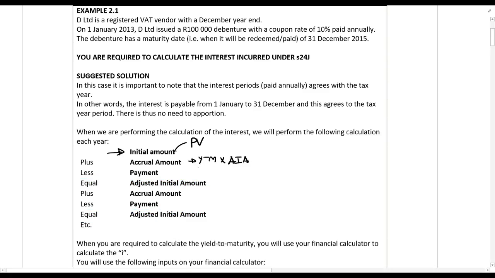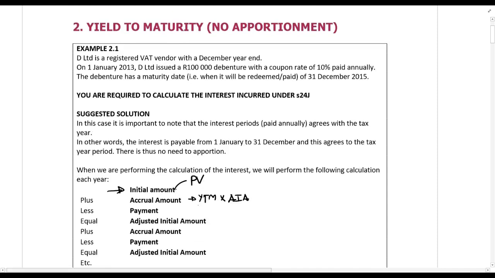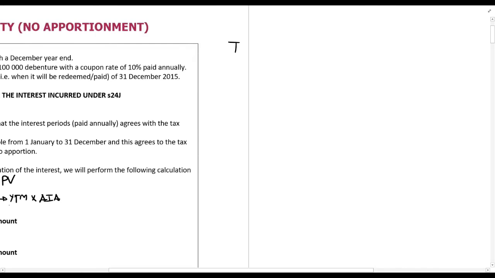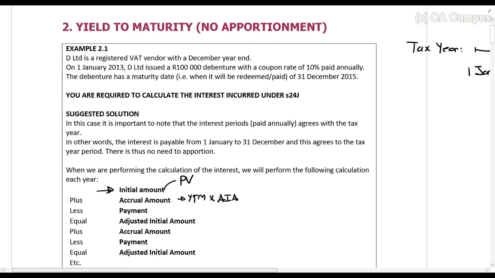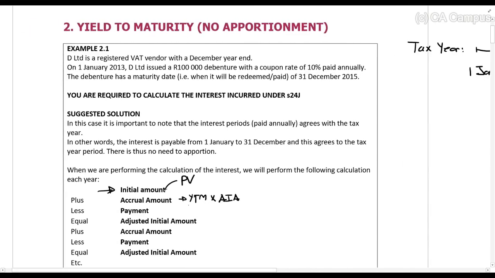Alright, so guys, let's take a quick look at this question and then start setting it up. So D Limited is a registered VAT vendor with a December year end. I'm going to point this out to you because this is very important for your understanding: this tax year runs from the 1st of Jan to the 31st of December. Now we always need to compare that to our section 24J period, and they tell you on the 1st of January 2013 D Limited issued, so we're the issuer, and we pay interest on a 100,000 rand debenture with a coupon rate of 10% paid annually. This was on the 1st of January and they pay it on an annual basis.